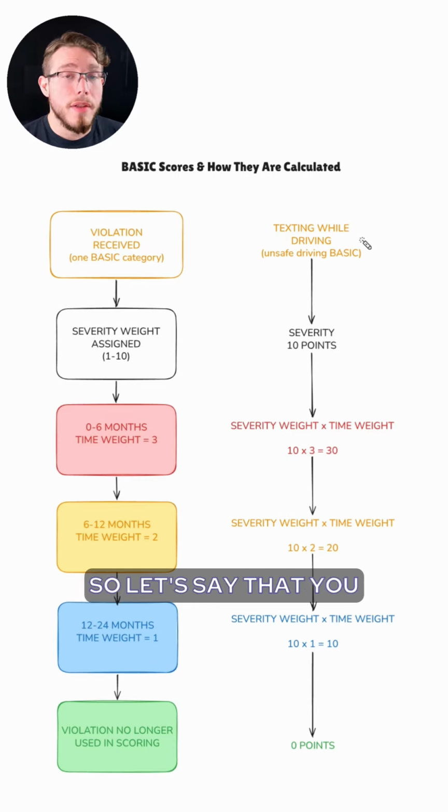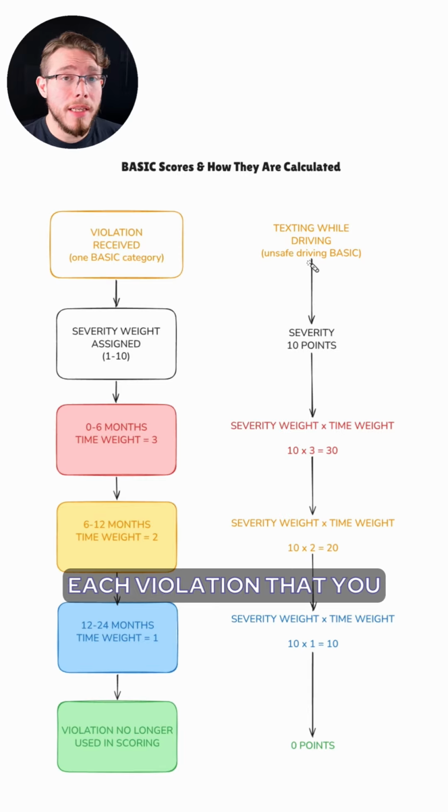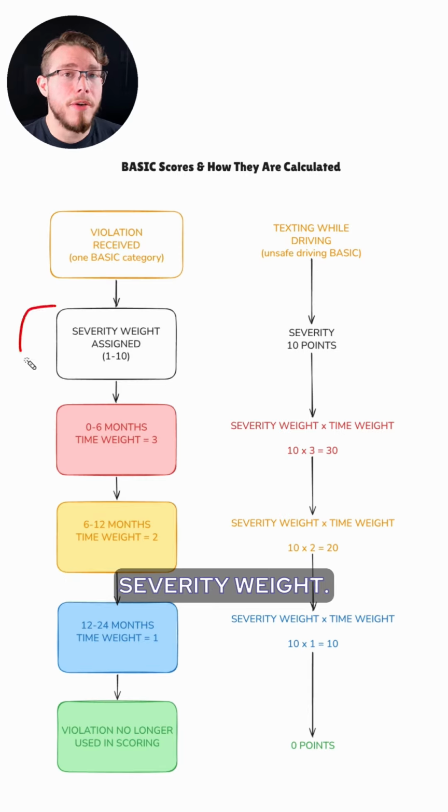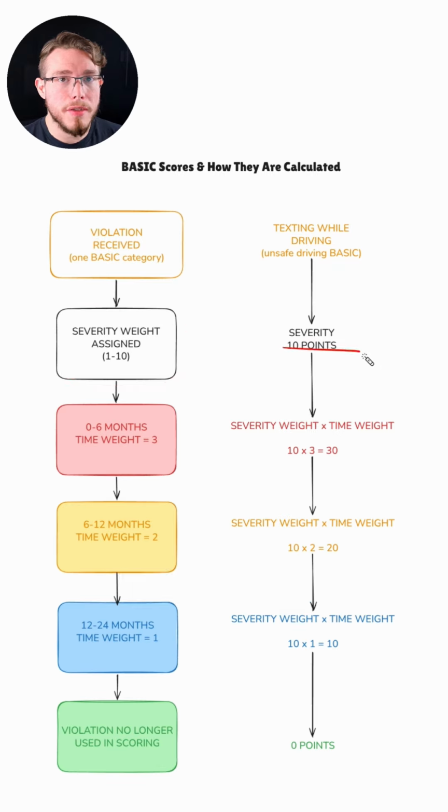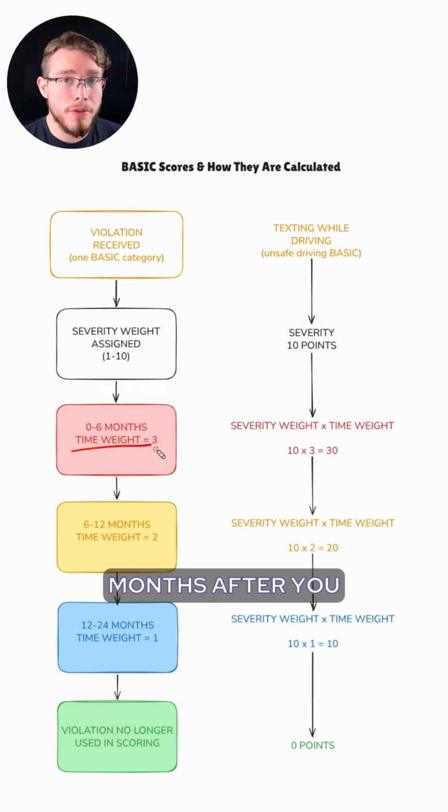So let's say that you got pulled over and you received a texting while driving ticket. Each violation that you get is assigned a severity weight. For texting while driving, the severity is 10 points. Now, for the first 6 months after you receive that violation, you have a time weight of 3. The score for that violation is calculated based on the severity weight multiplied by the time weight. So for the first 6 months, you have 30 points because of that texting while driving violation.